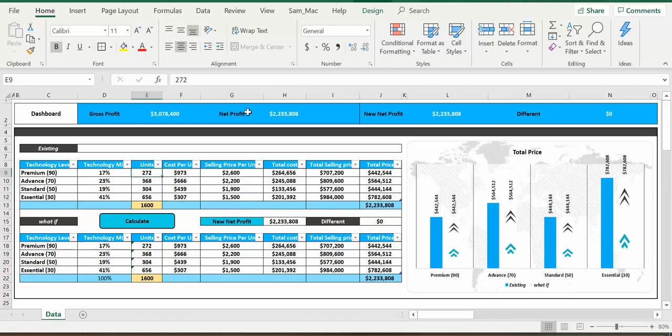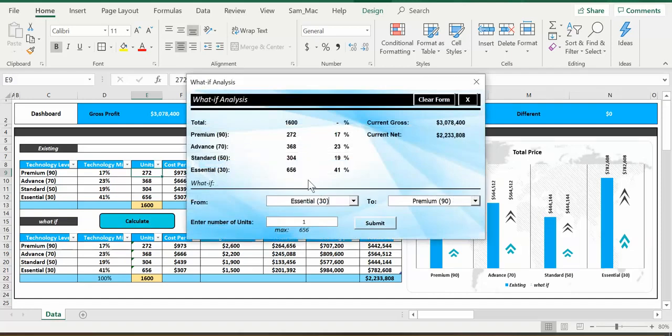This section is based on this, and that's your net profit, which can also be seen here. I'll explain what I'm doing in terms of the calculation. If you click on this, you will have a user form. By default, I've selected the least to the best, so you can select anything from here and move them to the places which you want.